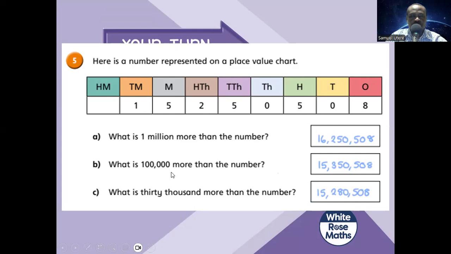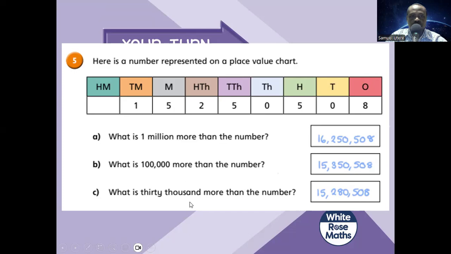What is 100,000 more than the number? You can see this is the 100,000 column. So if we're going to have a number that is 100,000 more than this, we're going to add 1 here. You can see that's why it's 3. Yeah, you see, that's 2, that's 3.